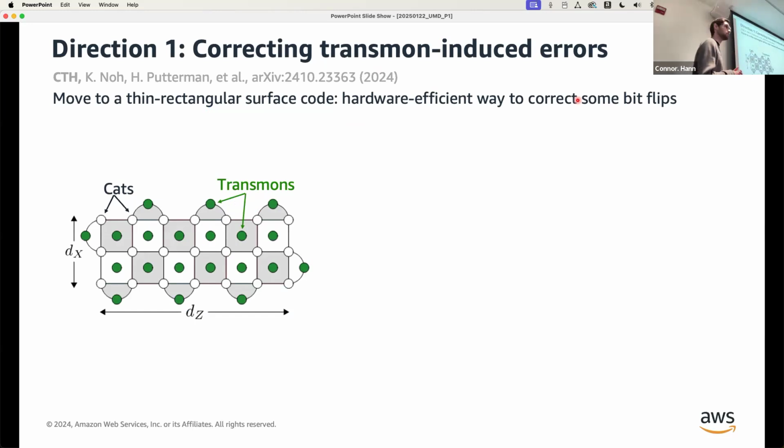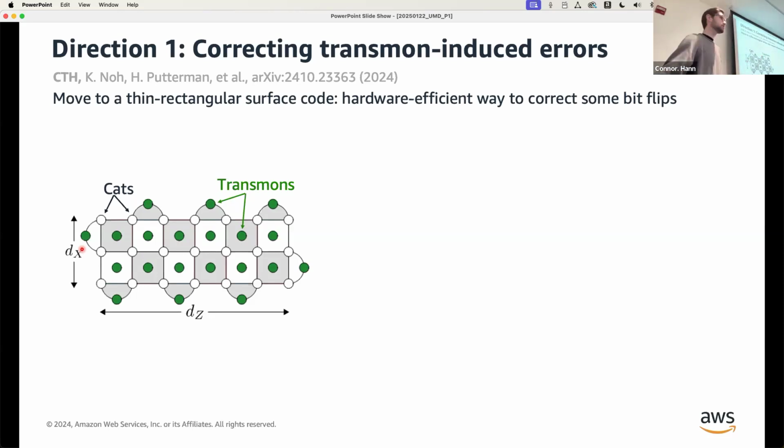We don't want to move all the way to a square surface code because we'd like to still preserve some of this hardware efficiency. So what you can do instead is move to a rectangular surface code where you have a very limited amount of redundancy, ability to correct bit flips. But that's fine because the bit flips themselves should already be fairly well suppressed. So you still maintain some of this hardware efficiency, but now you don't have this fundamental limit anymore. As you grow the code, you should be able to suppress errors arbitrarily.